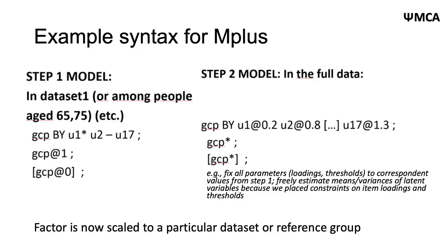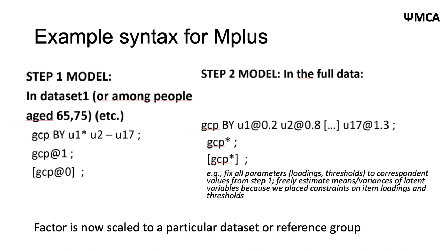So this is example syntax for Mplus. In step one, let's say that we've got our reference sample, which was HRS CODA. We're going to estimate a model. So our latent variable, I'm calling it GCP, and it's measured by a bunch of indicators. And since this is our reference sample, there's nothing in our item bank yet. We're freely estimating our loadings, and the thresholds are also going to be estimated. And we're fixing our variance to one and our mean of our latent variable to zero.